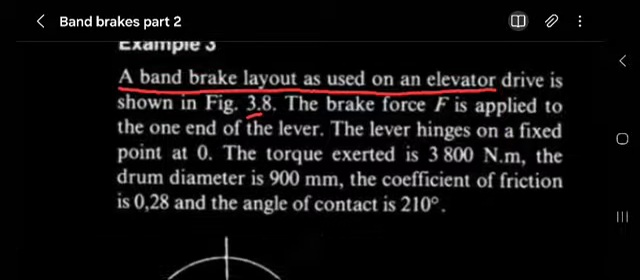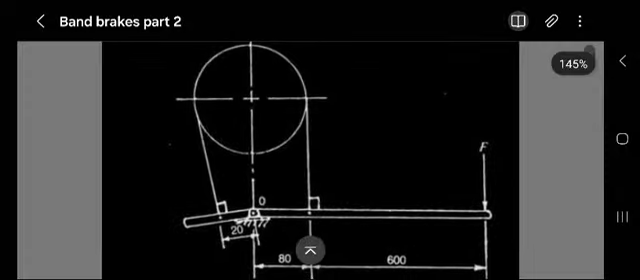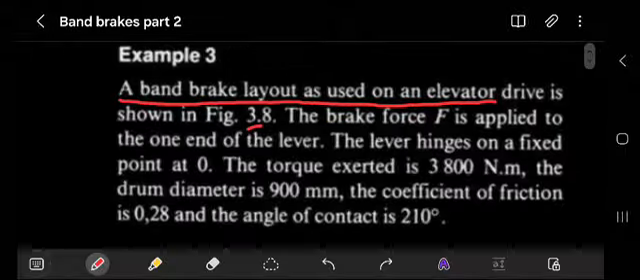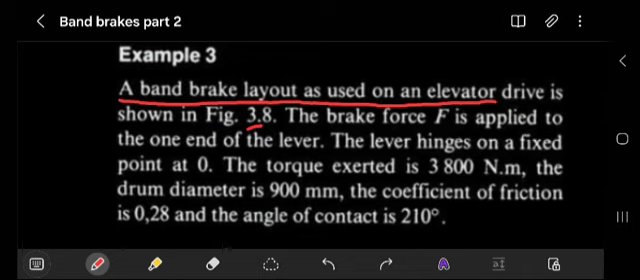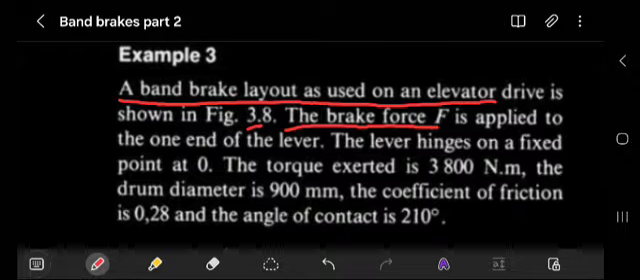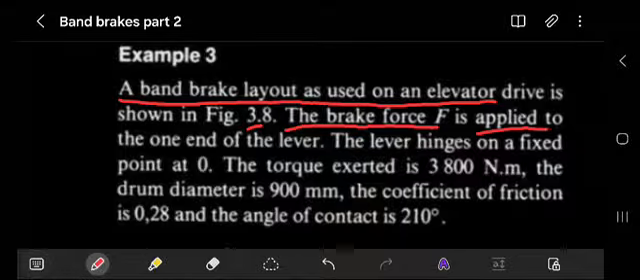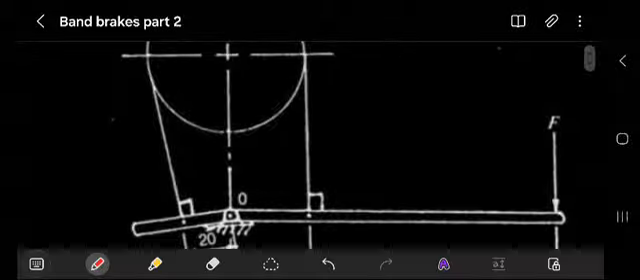Here it is, guys. You see there, as you can see, the band brake force F is applied to the end of the lever. Okay, here it is, to the end of the lever, you can see there.